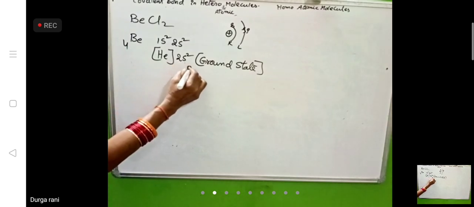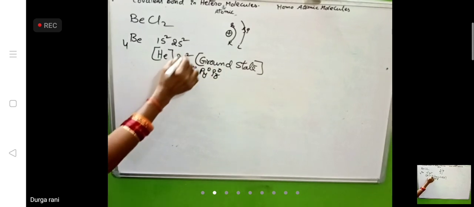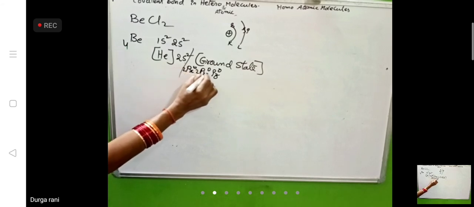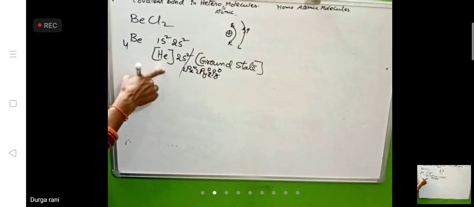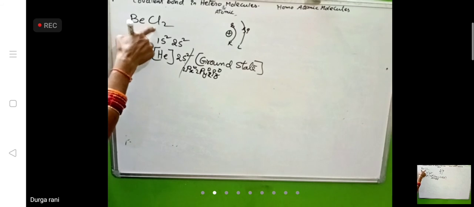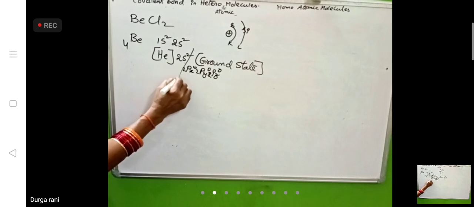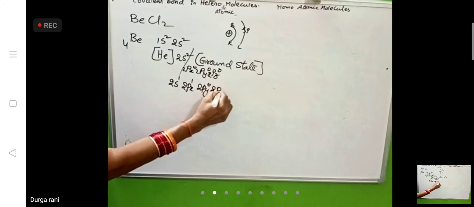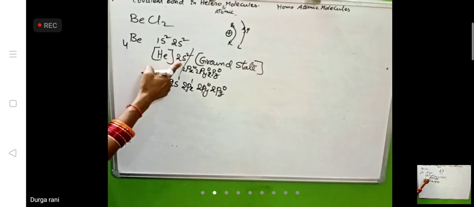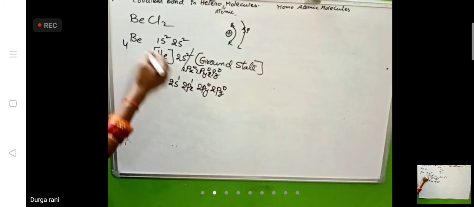So here Px0, Py0 and Pz0. For beryllium, p orbitals are not filled with any electrons, but when it is participating and making a new bond with chlorine, then one electron from 2s jumps to 2px1, 2px1, 2py0, 2pz0. Is it clear for you? Then two lone electrons will be formed. Then it can make a bond with chlorine.